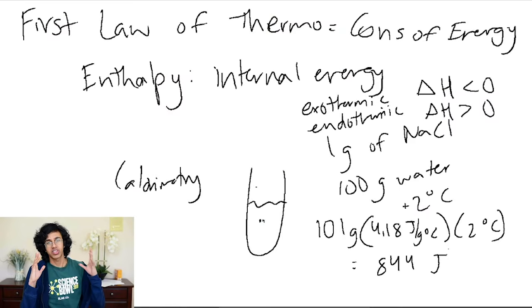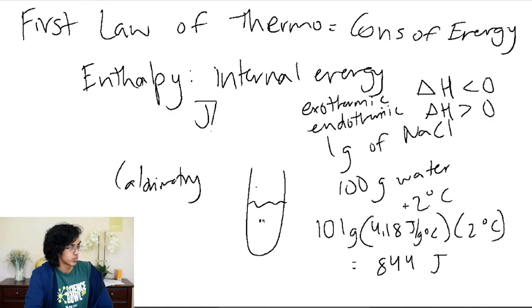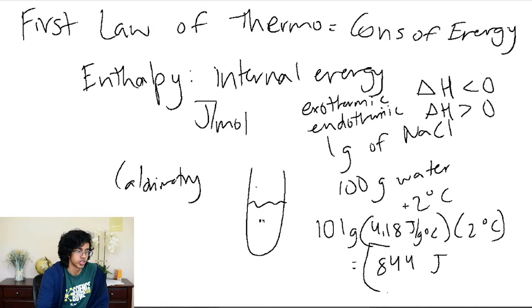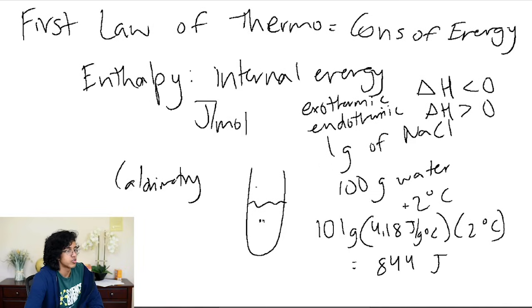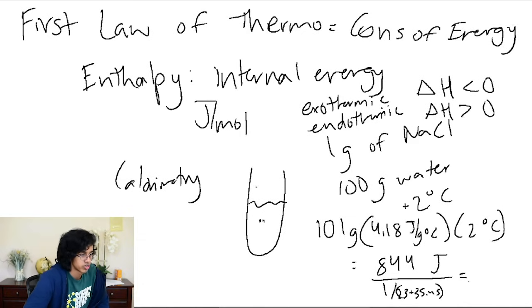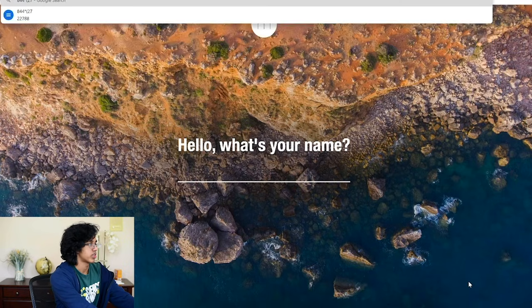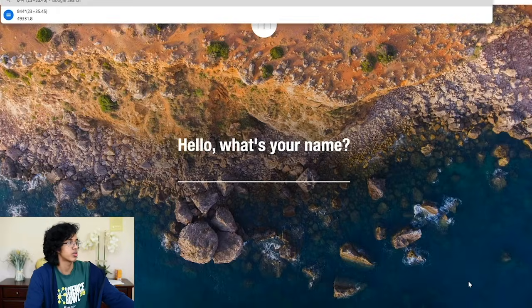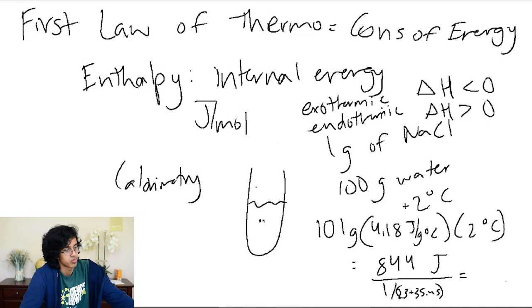Now unfortunately, ΔH has the units of joules per mole, or kilojoules per mole, but whatever. So we first have to divide by moles to get our final ΔH of the reaction. This right here is the energy released, but it's not the ΔH of the reaction. So we find how many moles of NaCl, so this is just going to be divided by the number of moles, which is 1 over, sodium is 23, Cl is 35.45, and then we will see what this is equal to. 844 times (23 plus 35.45) is equal to 49331, which is basically 49.3 kilojoules per mole.